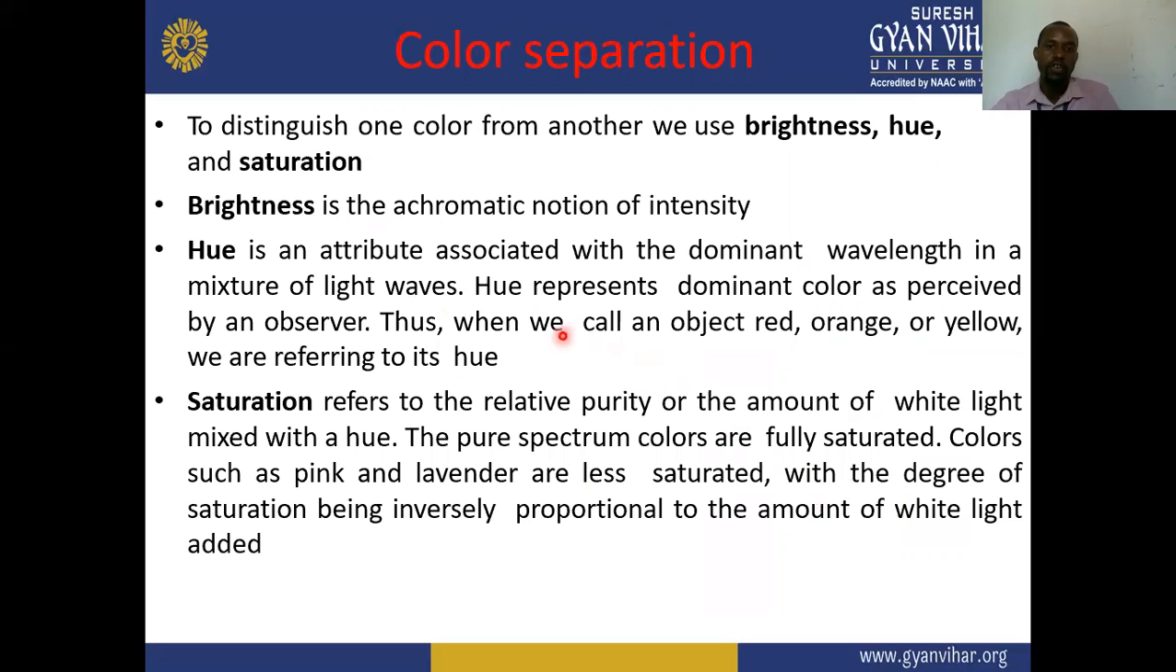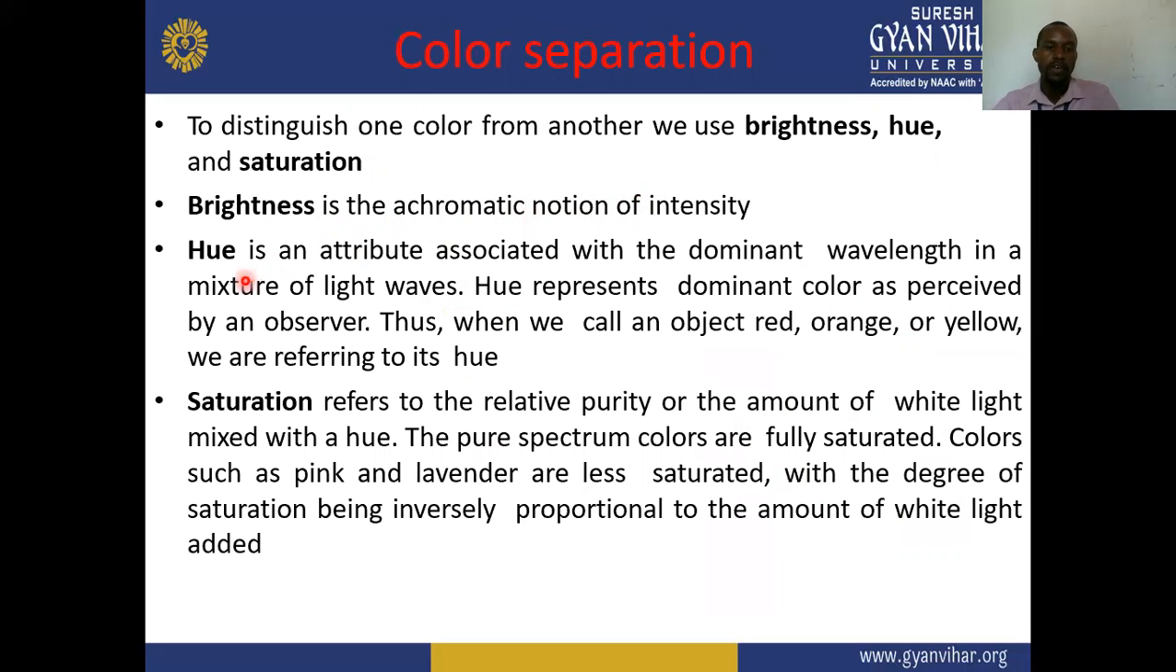Now let us talk of color separation. To be able to distinguish one color from the other, we commonly use brightness, hue, as well as saturation. Brightness is the achromatic notion of intensity, achromatic meaning the absence of color.